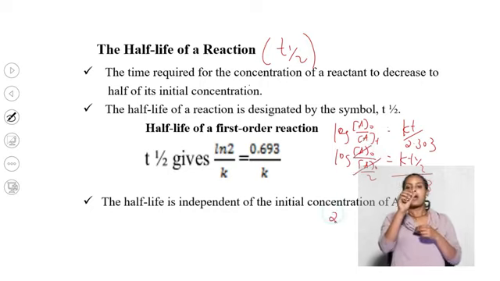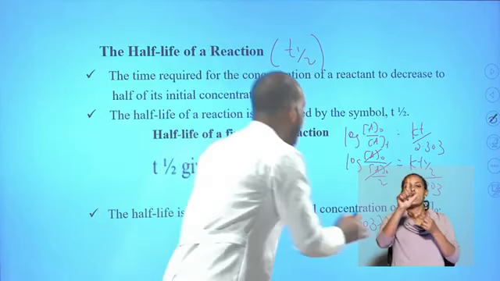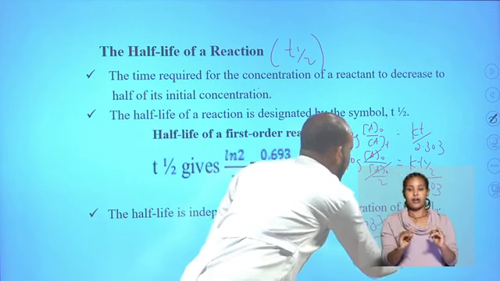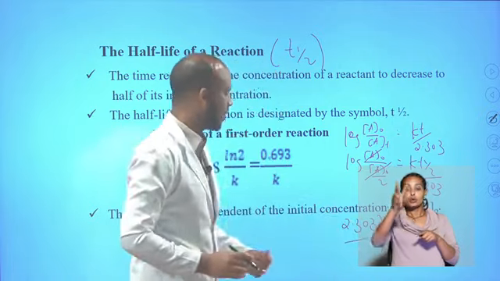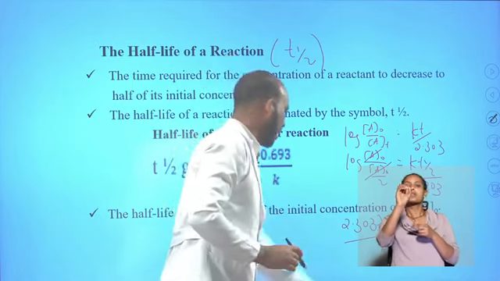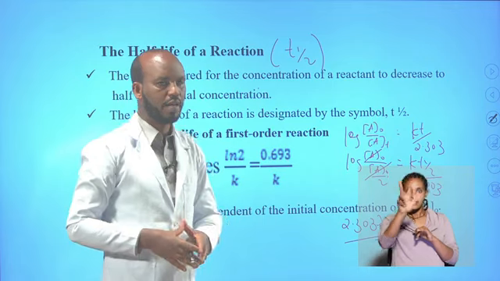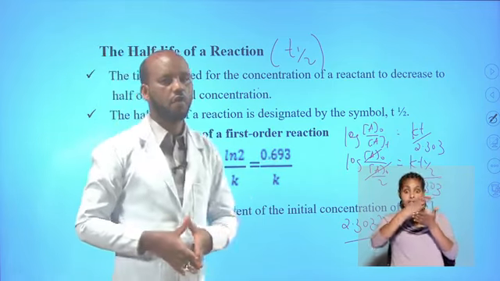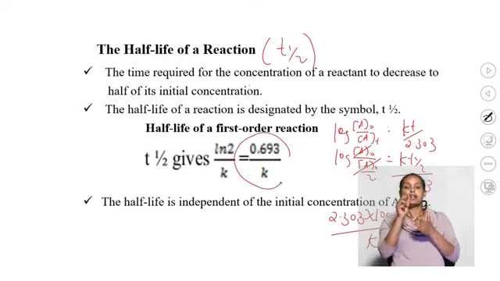Log 2, so 2.303 times log 2 divided by K equals T half. But log 2 is 0.3, so 0.3 times 2.303 divided by K is 0.693 divided by K. Therefore, the half-life time for a first order reaction is 0.693 divided by K, where K is the rate constant.